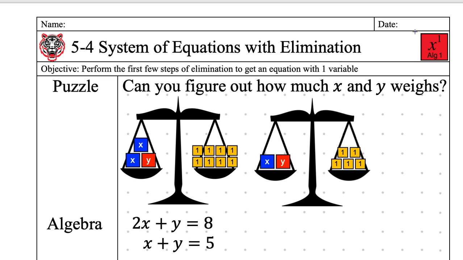All right, so we're in Algebra 1. Today's date is Wednesday, December 4th, 2019, 12/4. Today we are on lesson 5-4, System of Equations with Elimination. So today is kind of the intro to Elimination Day, and then tomorrow is the Advanced Elimination Day. So this is just how do we begin setting up the problems.